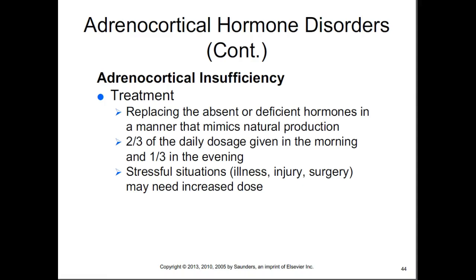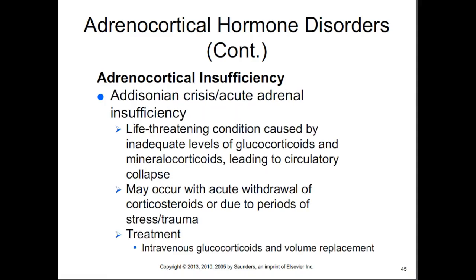Treatment is replacing the absent or deficient hormones, right, in a manner that mimics the natural production. So 2/3 of the daily dose is given in the morning and 1/3 in the evening. Stressful situations like illness, injury, or surgery may require an increase, just like it would in your body, an increase in cortisol. Right, so Addisonian crisis or acute adrenal insufficiency is a life-threatening condition caused by inadequate levels of glucocorticoids and mineralocorticoids, leading to circulatory collapse. It may occur with acute withdrawal of corticosteroids due to periods of stress and trauma. So the treatment would be intravenous glucocorticoids and volume replacement.